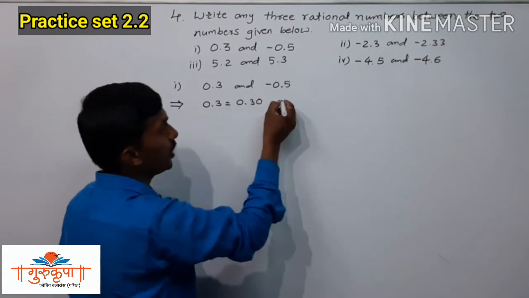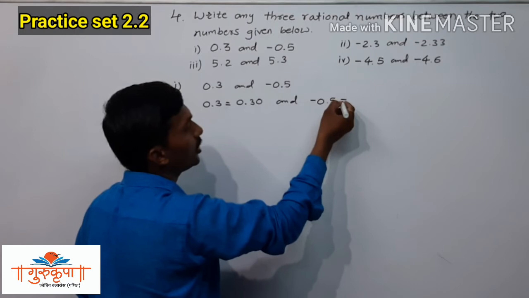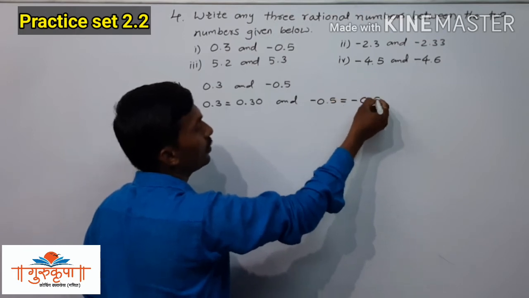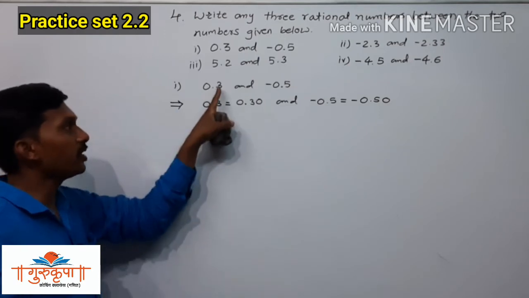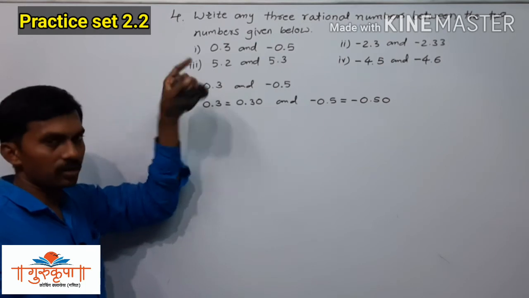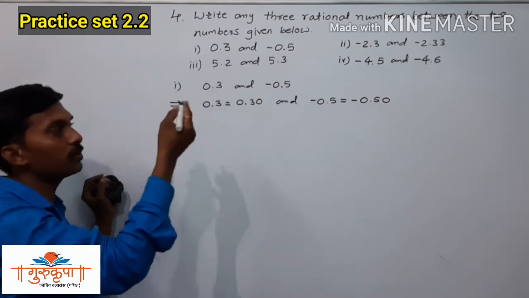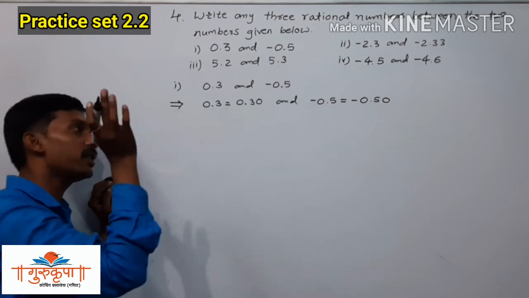And here we have minus 0.5. You can simply write it as minus 0.50. You can take 0. We have a single digit here only, so you can take 0 there. We can take any number of zeros, but we take only 1. Actually, no need to write that 0 also.